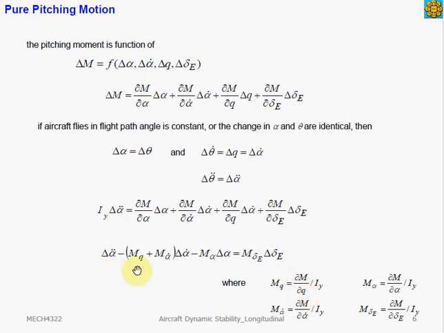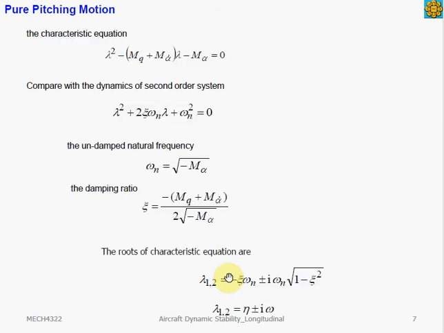So now that we have derived the pitching moment equation of motion, which is the one down here, let's analyze the dynamic stability of this motion. Notice that the equation is a second order linear equation. We can take the Laplace transform to convert the equation from time domain to S domain. In S domain, we take the homogeneous part of the differential equation. This is also called the characteristic equation, and the roots of this equation will give us the solutions to the differential equation.